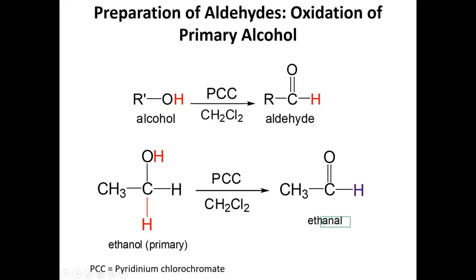Okay, the starting material is alcohol. The primary alcohol reacts with pyridinium chlorochromate in the presence of dichloromethane that acts as a solvent here. So it will oxidize the primary alcohol to the C double bond OH. And here, you get ethanal.